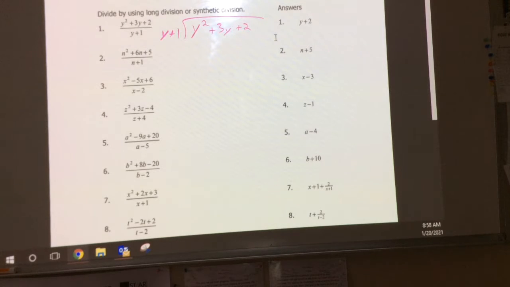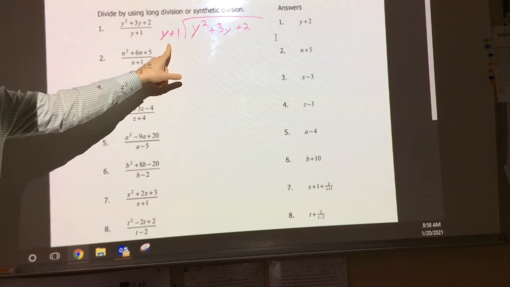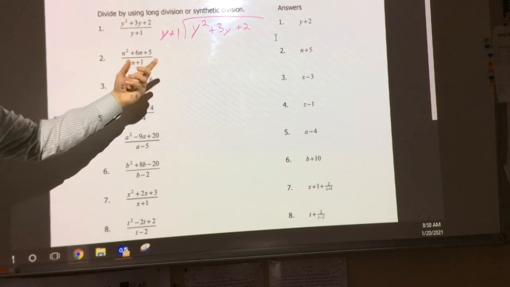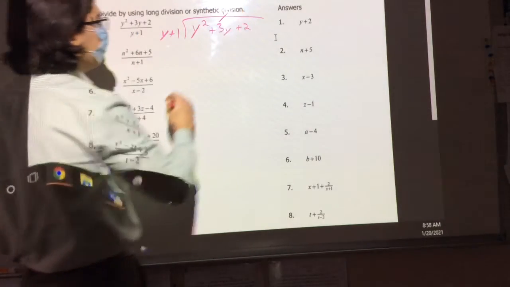Y squared divided by y. Yep, y squared divided by y. And when I do y squared divided by y, it's going to leave me with just a singular y. Are we all okay with that? So I'm going to end up with a y right here.